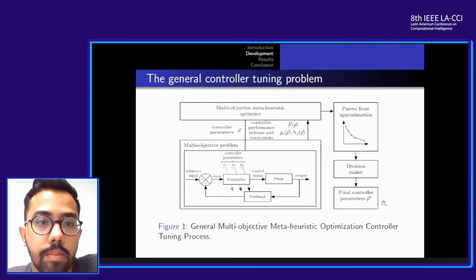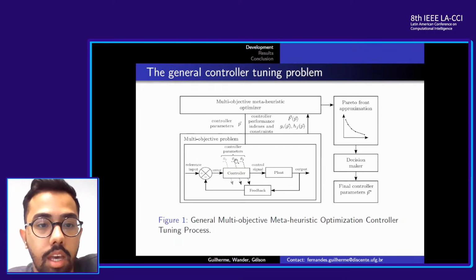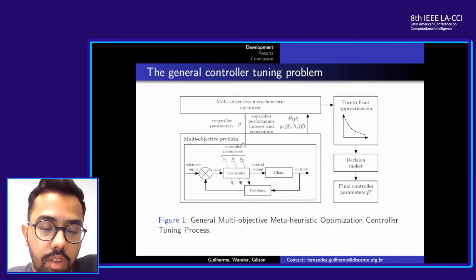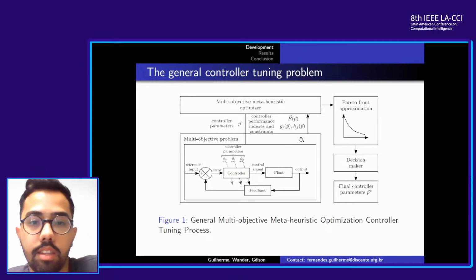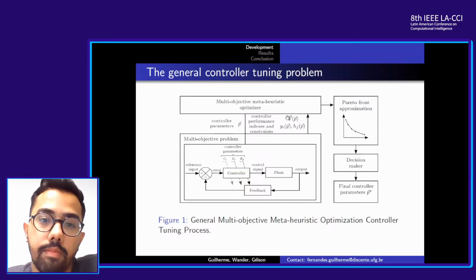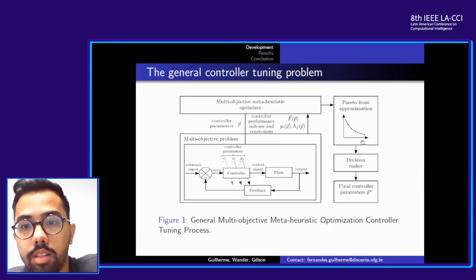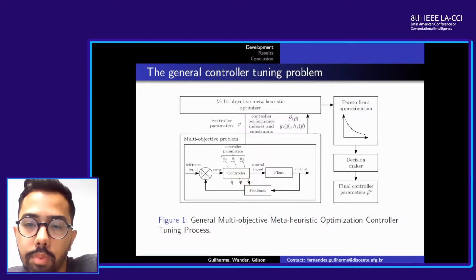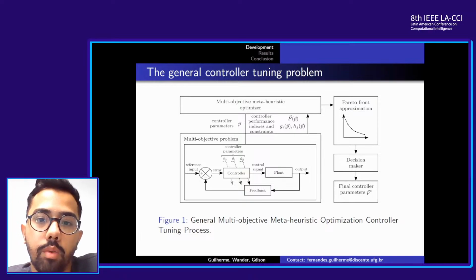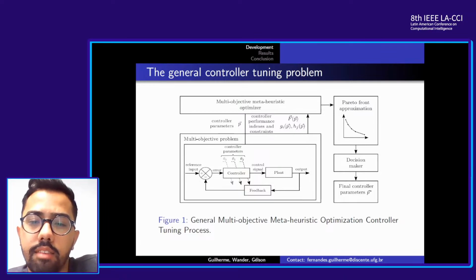In figure 1, we have a general multi-objective metaheuristic optimization controller tuning. We have a plant with a control system associated, and the parameters of the controller are adjusted by some multi-objective metaheuristic algorithm, and this is done from a set of evaluation functions. At the end, the algorithm returns a Pareto front, and since it is an engineering problem, it's common to have a decision-making stage where we can choose one of the solutions for a determined application, and these solutions represent the final controller parameters.